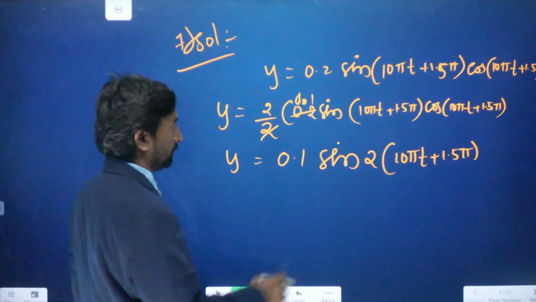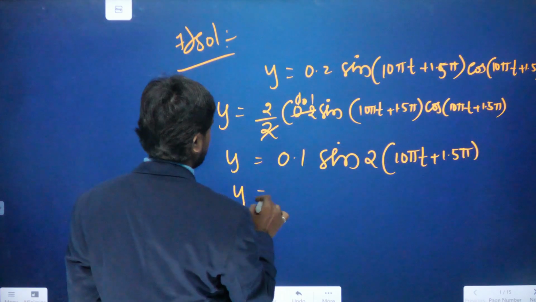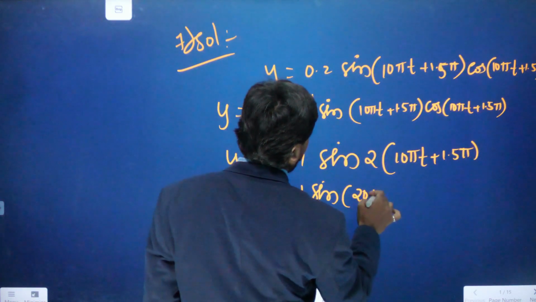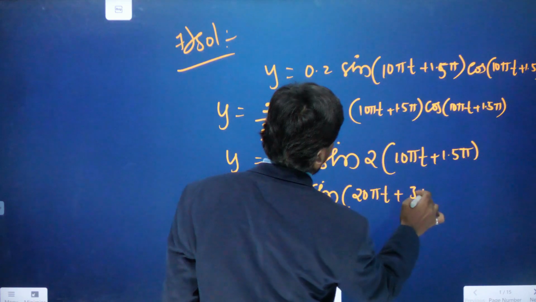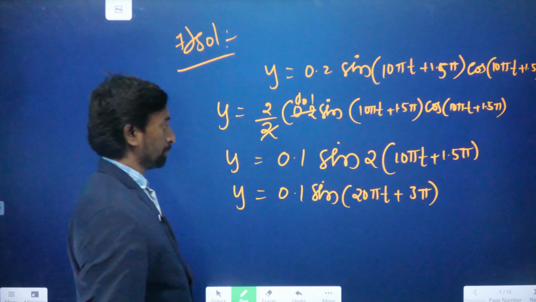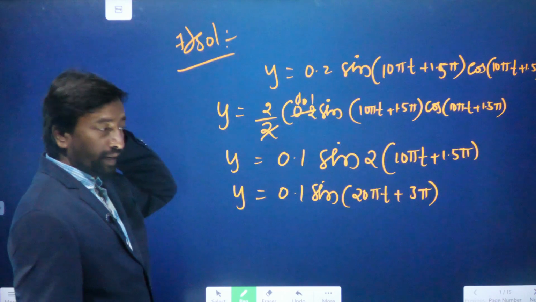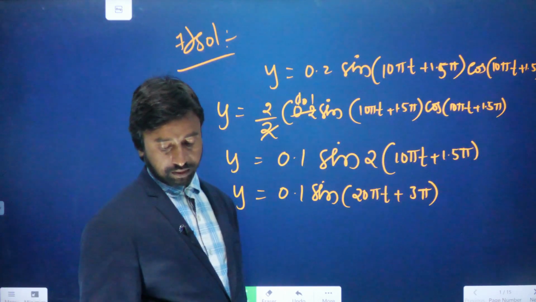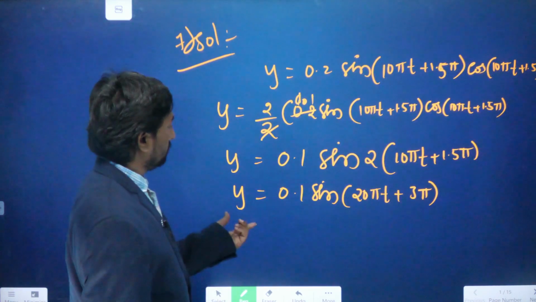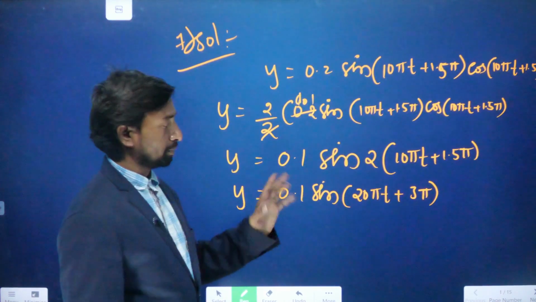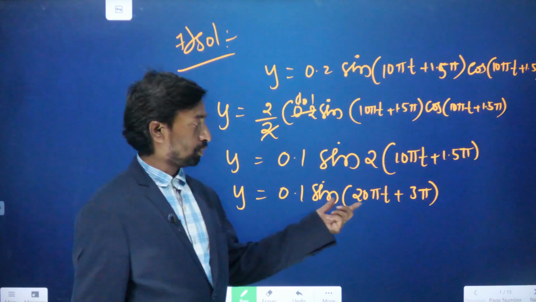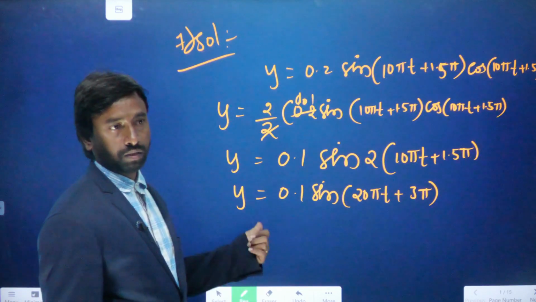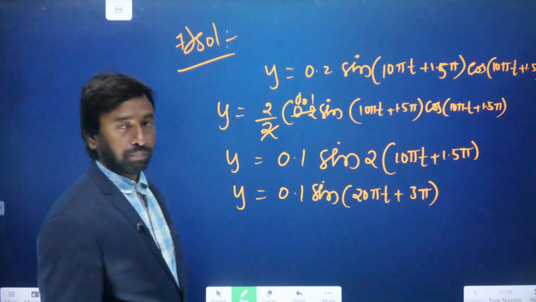1.5 pi. If this 2 multiplies there, we will get y is equal to 0.1 sine of 20 pi t plus 3 pi. Now from this omega, what they are asking is whether it is, if we got the equation in terms of y is equal to a sine omega t plus pi, so it is there in the standard equation. So the particle will be in simple harmonic motion there.